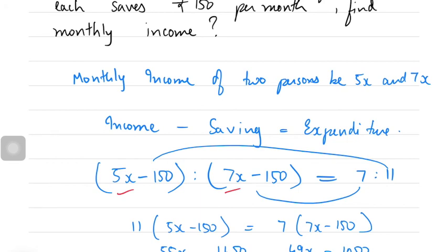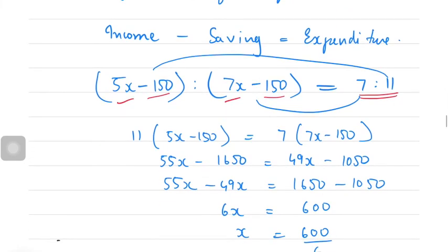You subtract 150, that is the saving. Both save 150. So if you subtract 150, then what you get is expenditure. So 5x minus 150 and 7x minus 150 is the expenditure, right? And the expenditure ratio is given as 7:11. Correct? So now you have the ratio, 5x minus 150 is to 7x minus 150 is equal to 7:11. Right? Now you have the equation.